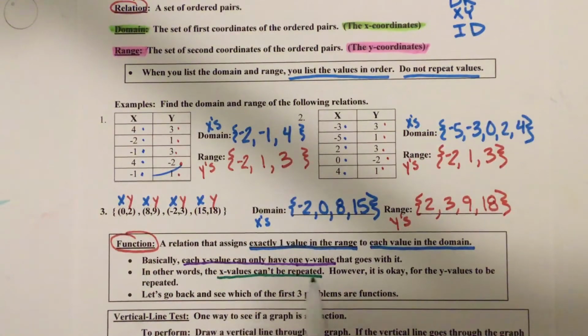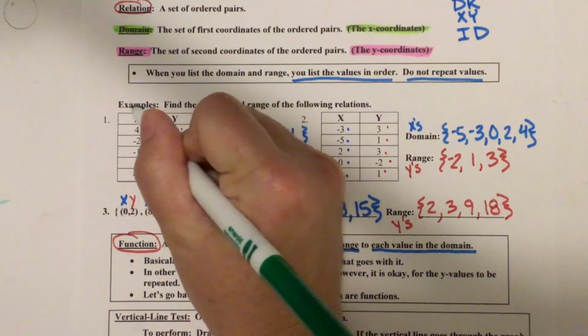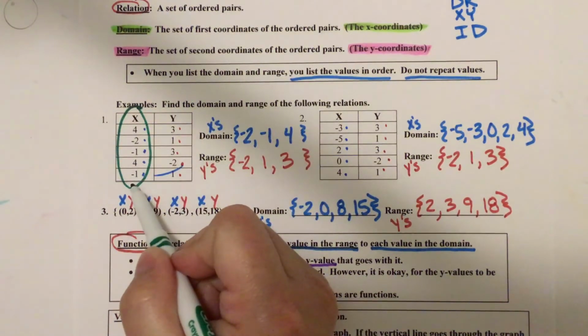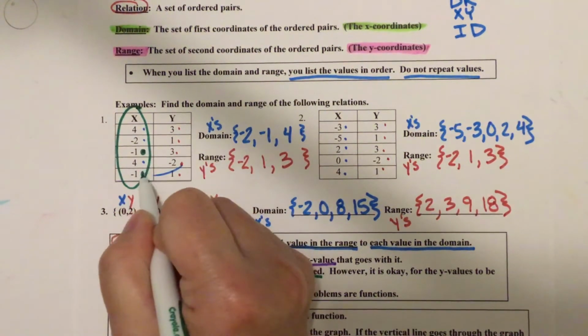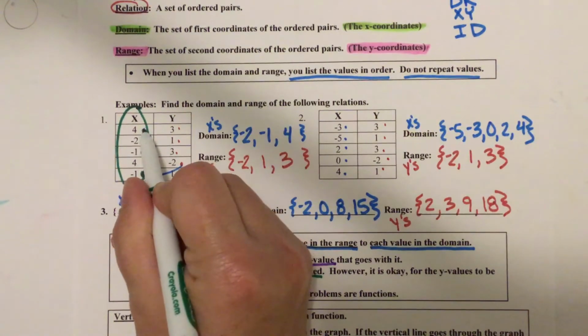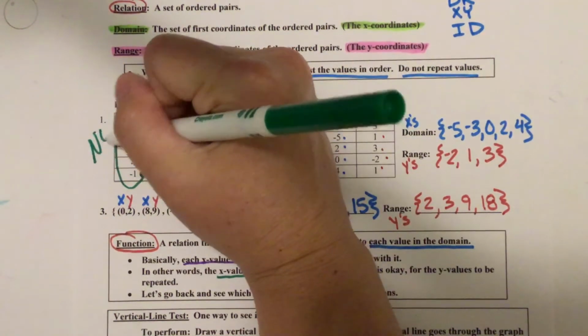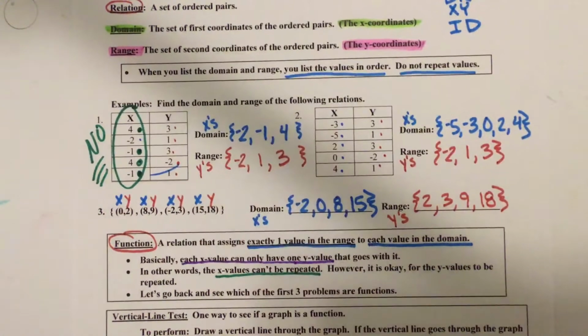X's cannot be repeated. So let's look at our X column, and are any of these X's repeated? Yep, the -1 is repeated and the 4 is repeated. So because X's are repeated, then this is not a function.